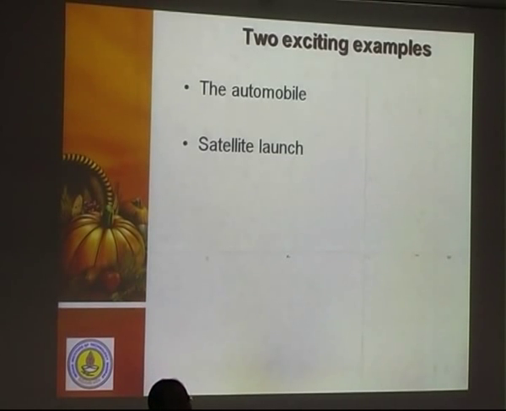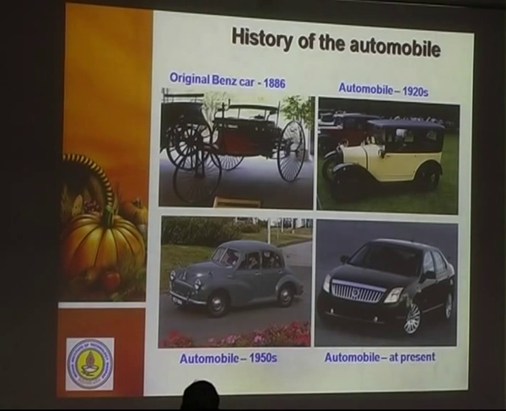So there are various ways in which I can proceed from now. I deemed it fit to take two examples: first the automobile, and then the satellite launch vehicle. Then we'll see how mechanical engineering comes into play through these two examples. The original car was developed by Benz, so the automobile came from Germany. If you look at the original car, what does it look like?